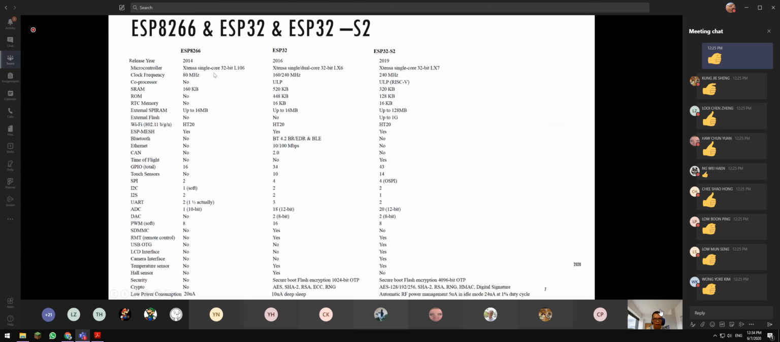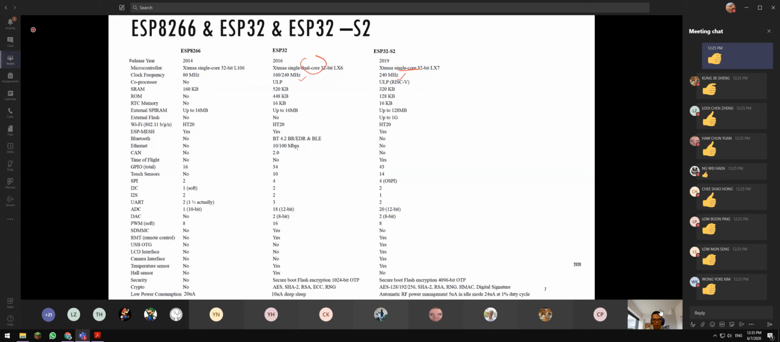As you know, in 2019 Espressif came out with a newer version of ESP32. They called it the ESP32 second edition. Basically it's faster, but it only has a single core. Remember, the ESP32 we are using now is dual core. This is single core. Of course, the clock frequency looks quite similar, but the processing is faster because they're using LX7, the newer version of the microcontroller.